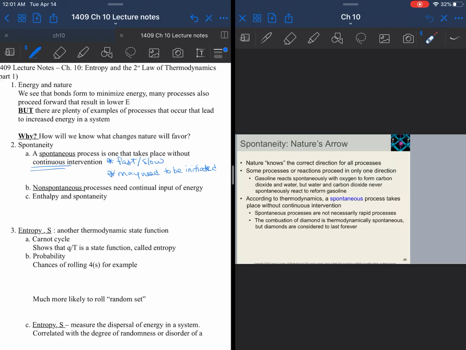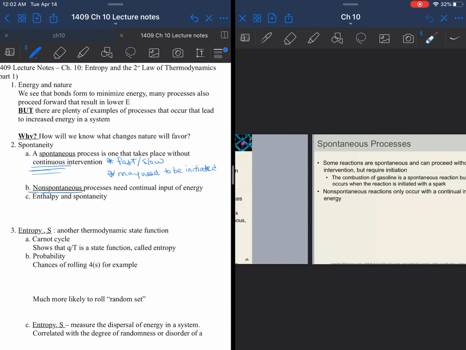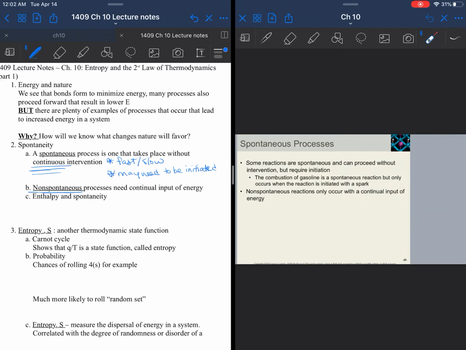For instance, when you burn gasoline, right? Gasoline can sit in your tank or in your garage and not burn, even though it is in the presence of oxygen. But as soon as you add a spark, it will react, and it will continue to react until the reaction is complete without continuous intervention. So it is a spontaneous process. The example here about combustion of diamonds, this one's also thermodynamically spontaneous. But they are considered to last forever. Just because a reaction is very slow doesn't mean that it's not spontaneous. A non-spontaneous reaction is one that is going to require a continual input of energy, where maybe you need to add heat, and if you stop adding heat, the reaction stops. All right, so spontaneous versus non-spontaneous is about that continual intervention.